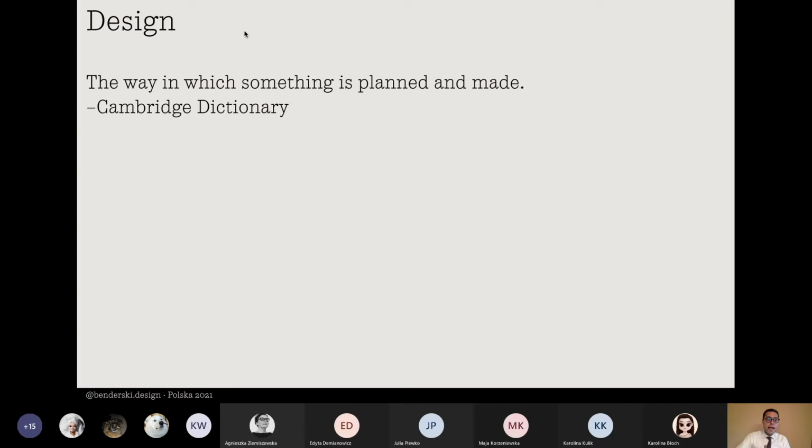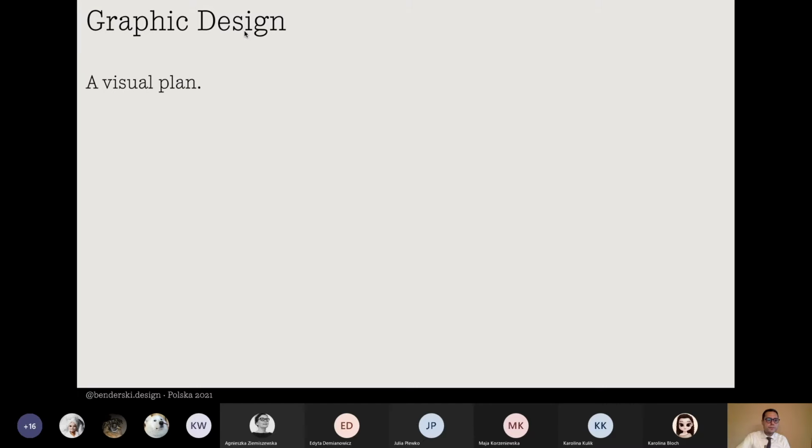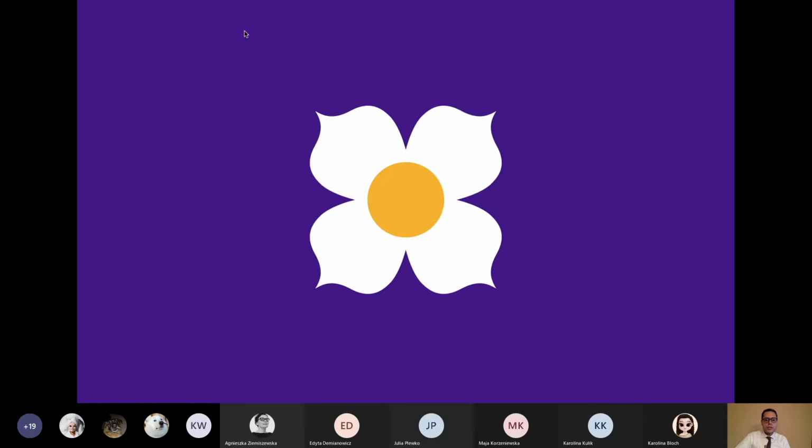So what is design? If you go and check design in the dictionary, it says that it is the way in which something is planned and made. So basically, design is to make a plan. That's it. So if we put these two words together, what is graphic design? It's a visual plan. That's it. So what a graphic designer does is create a visual plan. That's our duty, our job.